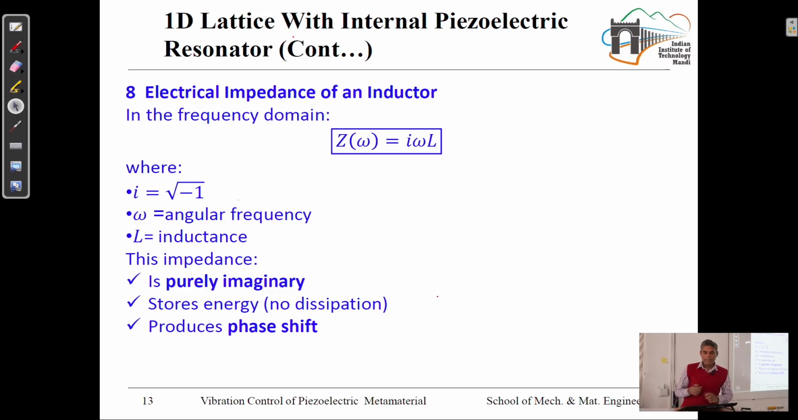So omega is the angular frequency, L is the inductance. This impedance is purely imaginary, since we know I, right? It stores energy, no dissipation, and produces a phase shift, right?